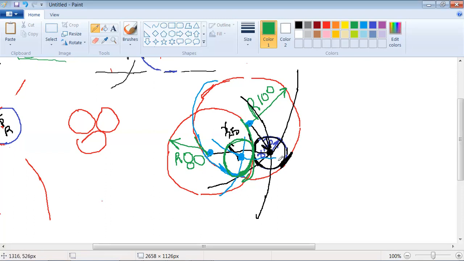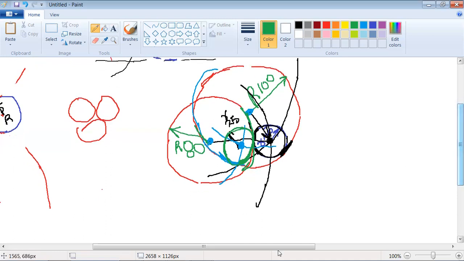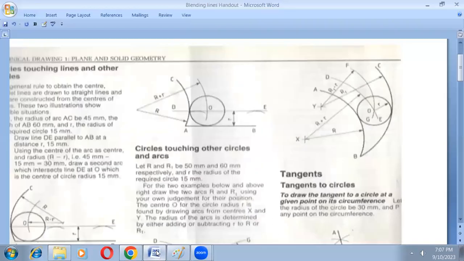Now the circle here is inside this other one. You say the radius of this one minus the radius of the black one, because it is inside. And like this, you create the particular exercise. All right, let's go back to the handout.